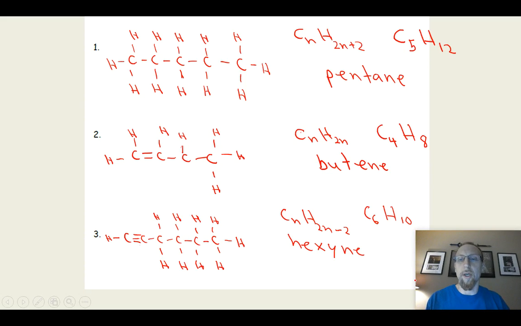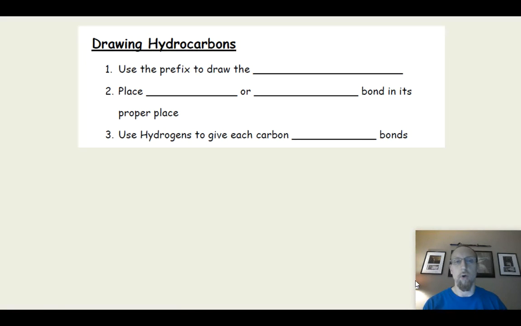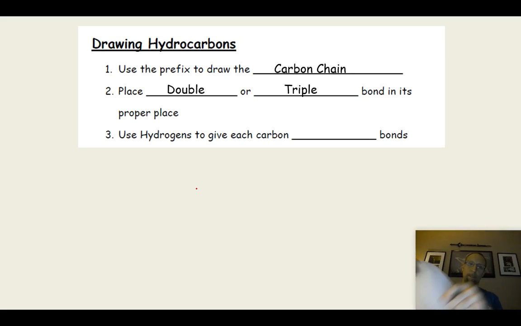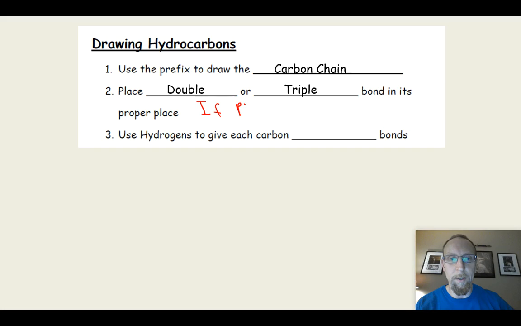So now what about going the other way? So if you want to draw the hydrocarbons, let's go through our rules here. So we want to use the prefix to draw the carbon chain. So that prefix is going to tell us how many carbons are in the chain, and then we'll place the double or triple bond in its proper location. But that's only if a double or triple bond is present. If it's an alkane, there is no double or triple bond, so you don't need to do anything.